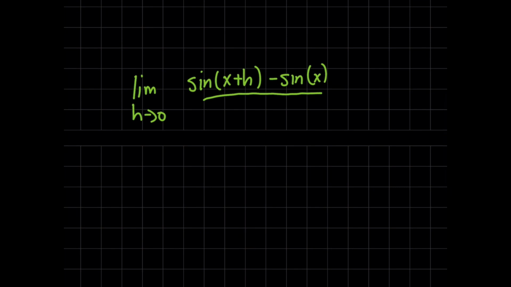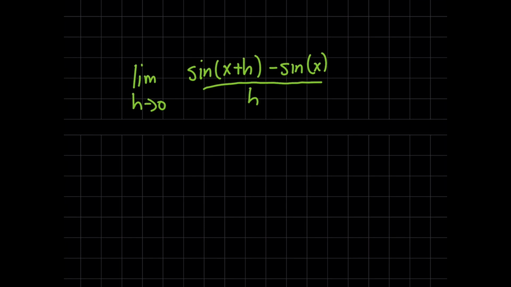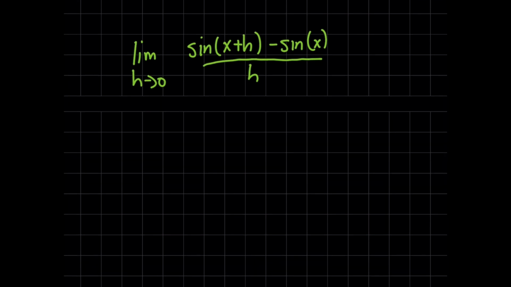derivative, right? So what we want to find now is the limit as h approaches 0 of sine of x plus h minus sine of x all over h. And the idea, right, is that as h is getting super small, we are essentially finding what the derivative of sine of x is. And if you remember your identities, what does sine of x plus h tell us?